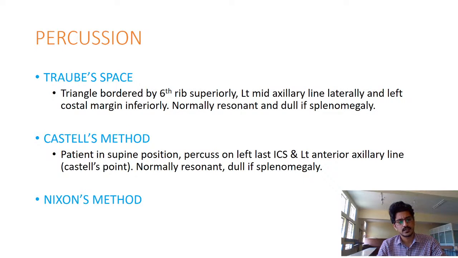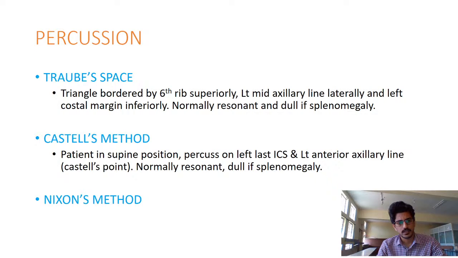Castell's method or Castell's sign. With the patient in supine position, percuss on the left last intercostal space and left anterior axillary line, that is called Castell's point. The intersection point of the left last intercostal space and the left anterior axillary line is called Castell's point. Normally it is resonant but dull in case of splenomegaly, and I will tell you Nixon's method later.